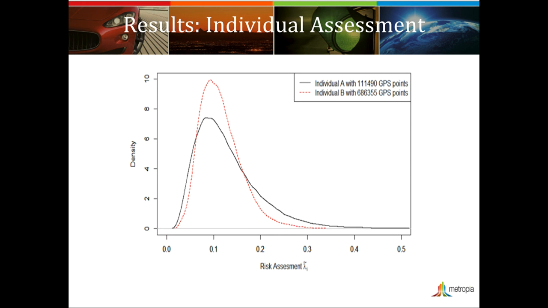We also compare the risk density functions of two individuals with similar profiles and identical crash histories, but different data sizes. An illustration of risk analysis utilizing distributions instead of mean values is demonstrated in the figure. The black curve stands for individual A with 111,490 GPS observations, and the red curve stands for individual B with 686,355 GPS observations. The estimated average risks for these two individuals are very close to each other.